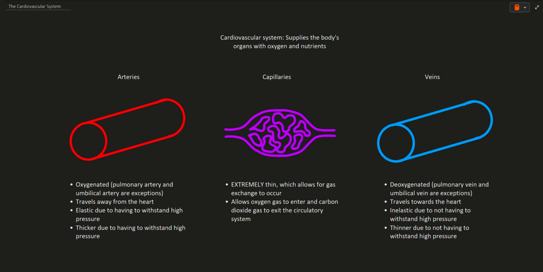Capillaries are found in between arteries and veins. They are responsible for gas exchange, which is why they are so thin. They allow for oxygen gas to diffuse into the circulatory system and carbon dioxide to diffuse out.